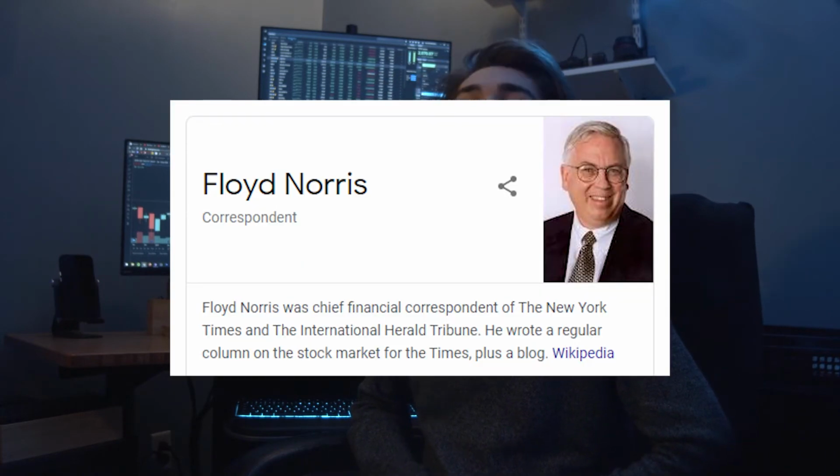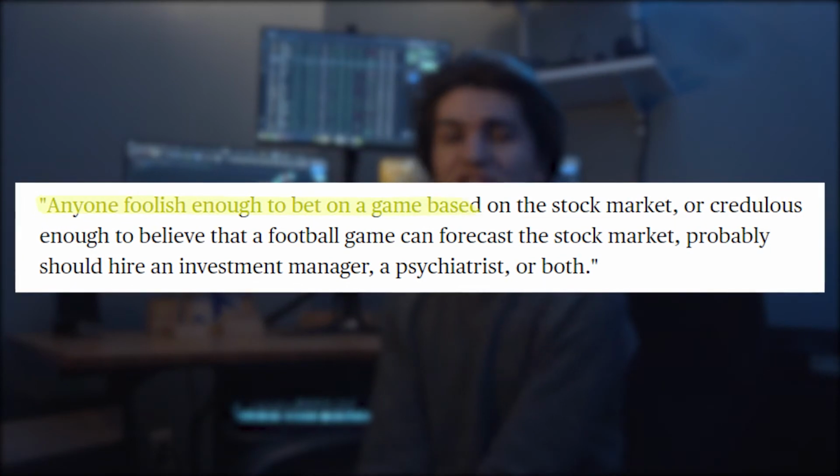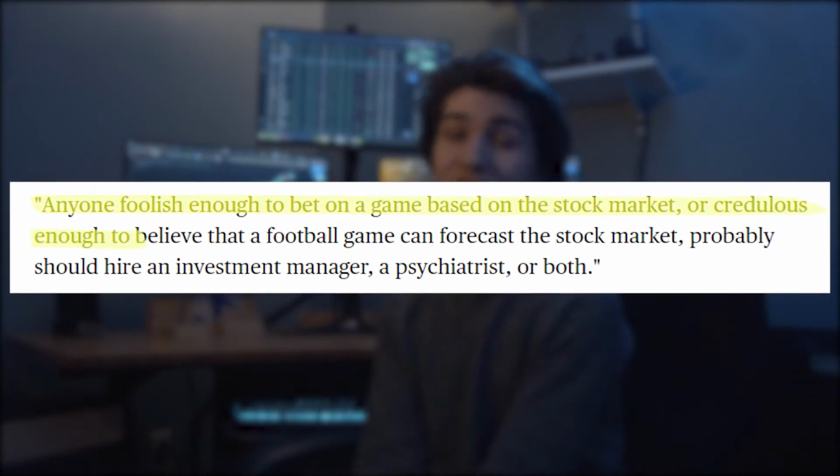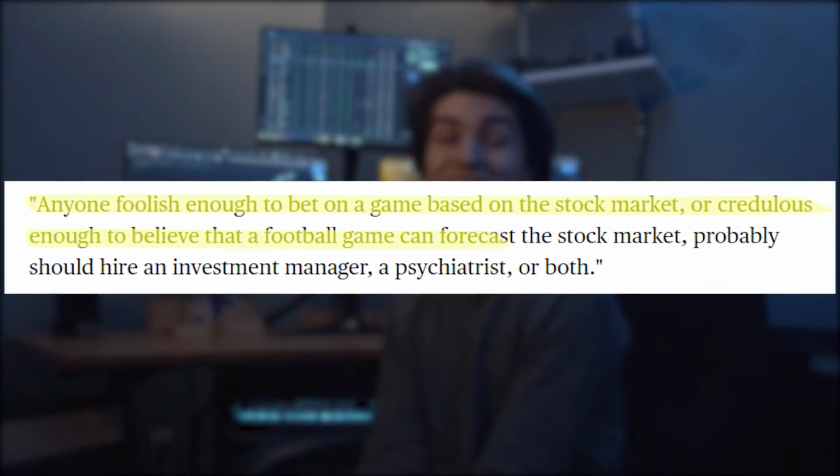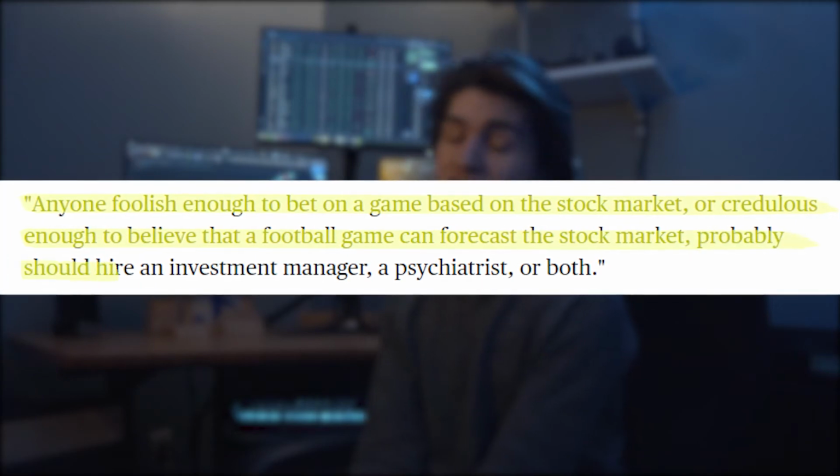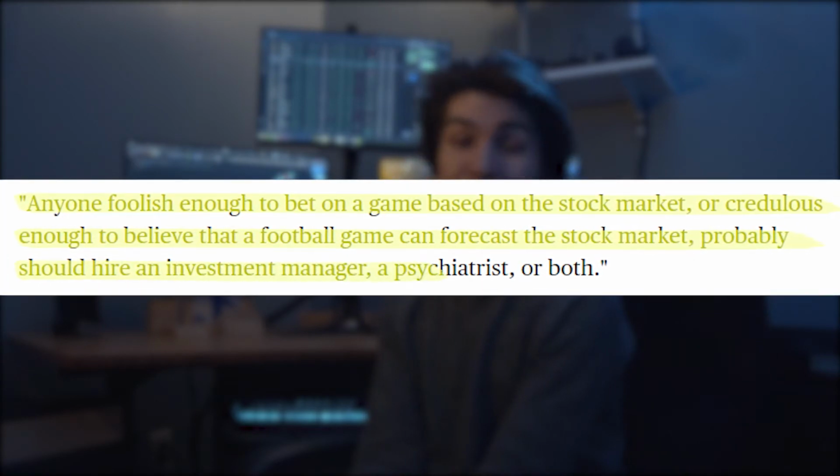Or, as New York Times columnist Floyd Norris stated, anyone foolish enough to bet on a game based on the stock market or credulous enough to believe a football game can forecast the stock market probably should hire a money manager. Or a psychiatrist, or both. I would say Floyd Norris is bearish on this indicator.